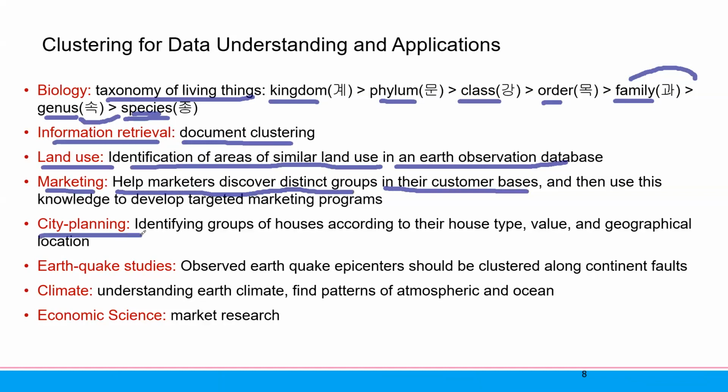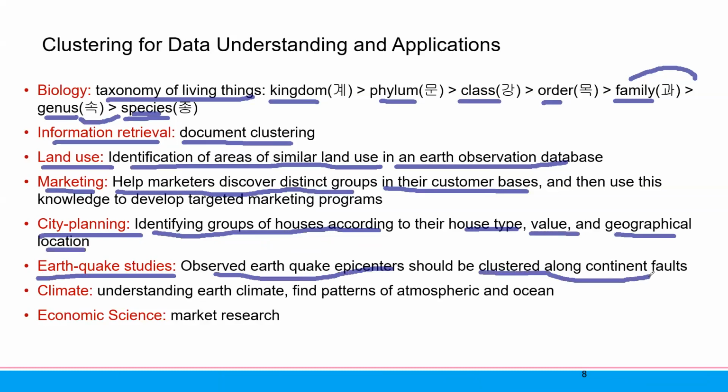City planning. You can identify groups of houses according to their house type, or maybe we know about the value, whether it is a villa or apartment or just a common house, and it is based on the geographical location. If you are doing earthquake studies, if we know where the earthquake epicenters are, then we can make clusters along the continent faults. So maybe we know what locations should be aware of earthquakes.